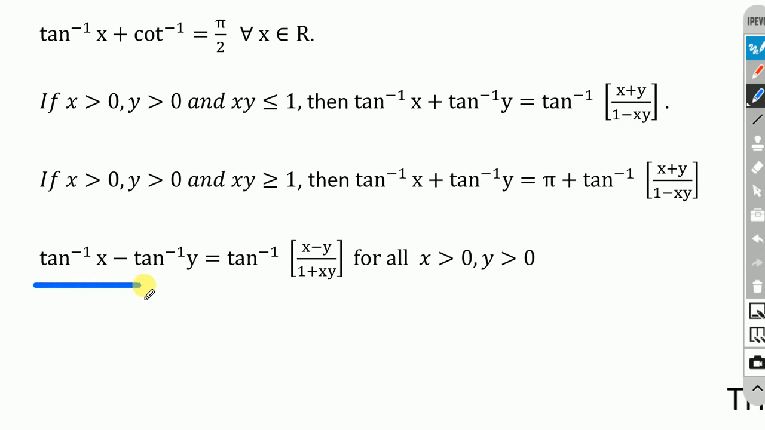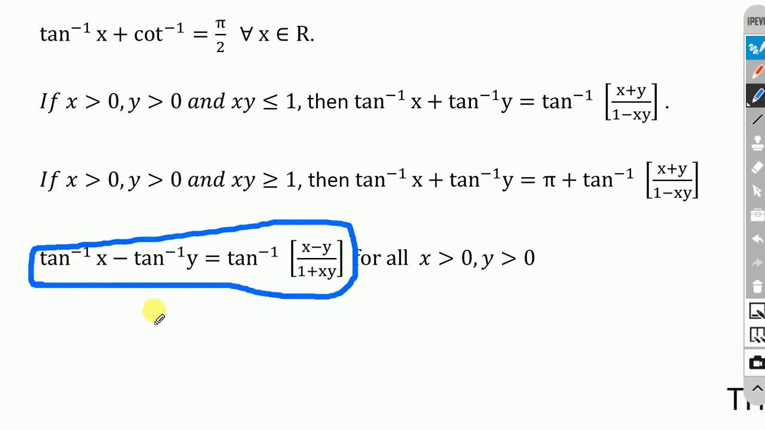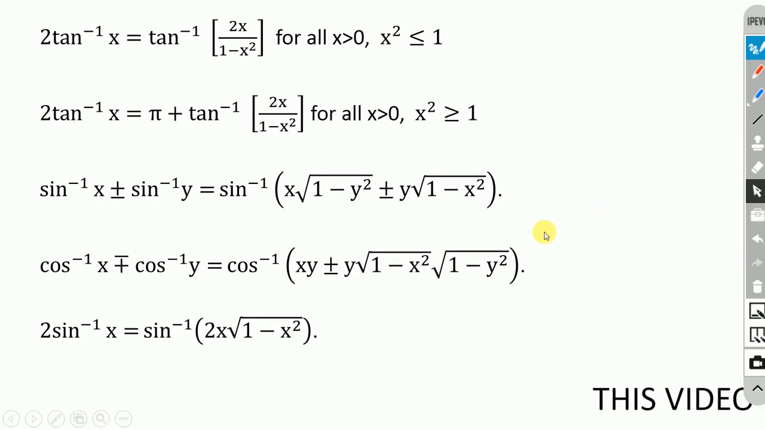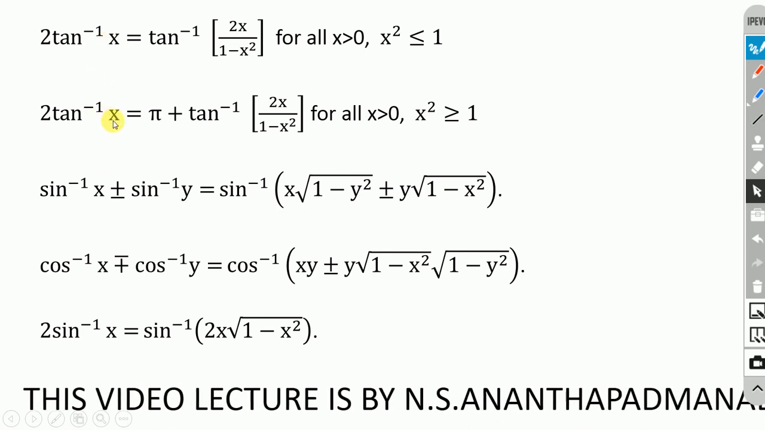So tan inverse of x minus tan inverse of y will be tan inverse of x minus y by 1 plus xy for all x greater than 0, y greater than 0. So these are a few elementary formulas.